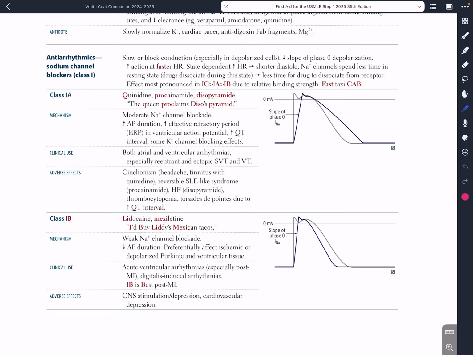The clinical use of class 1A is that it is used in both atrial and ventricular arrhythmias. So you can give quinidine, procainamide, disopyramide, in conditions like ectopic SVT and VT, supraventricular tachycardia and ventricular tachycardia. So these two conditions you can give class 1A.